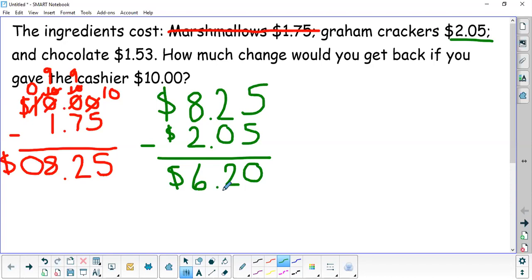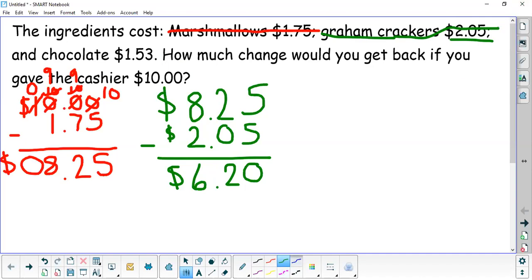No, I'm not done. That's just how much change I would get back if I bought marshmallows and graham crackers, but I still need to buy the chocolate. So up here, I'm going to cross out the graham crackers because I've already figured that out. And now I'm going to do the next problem. So yeah, I've broken this up into 3 sets of problems that are separate so we can see it easier.